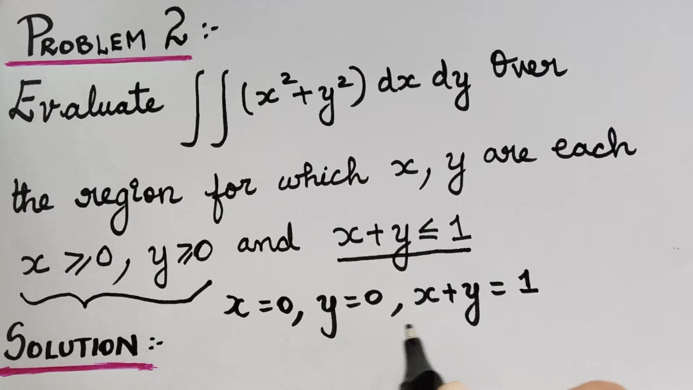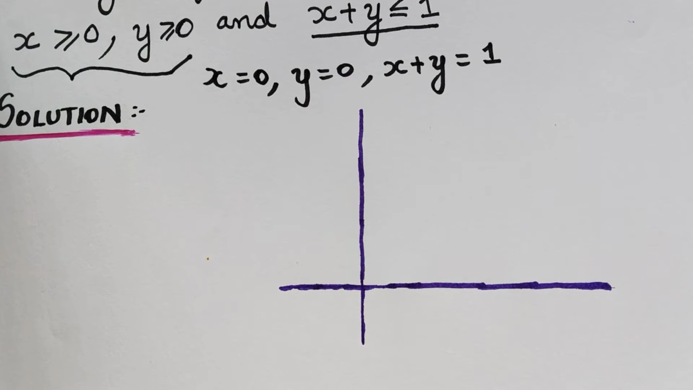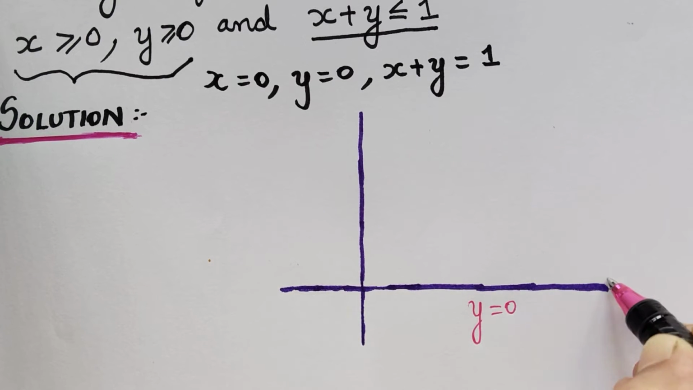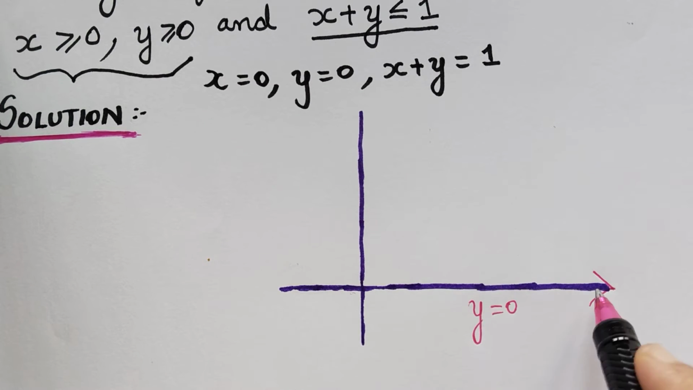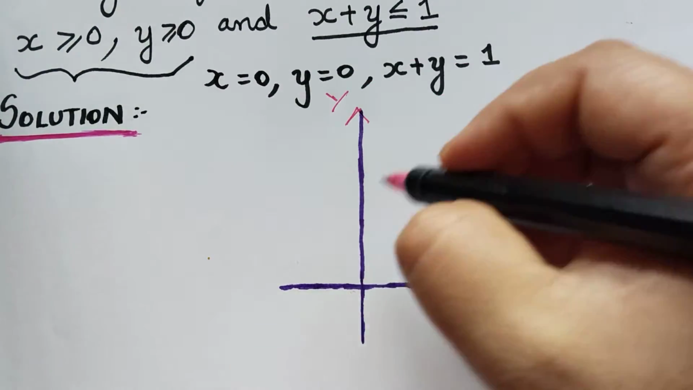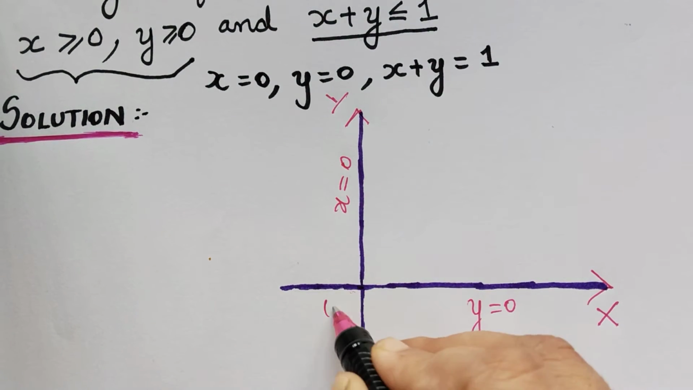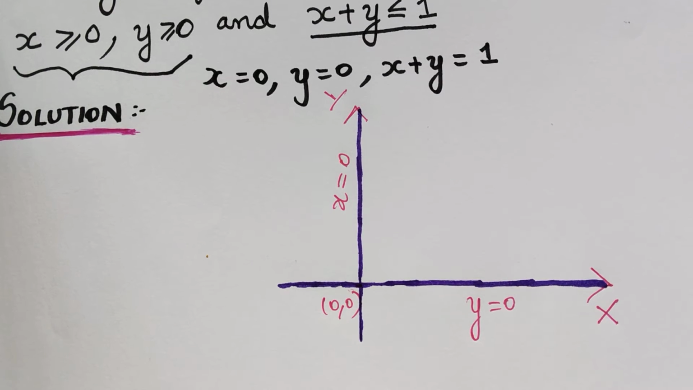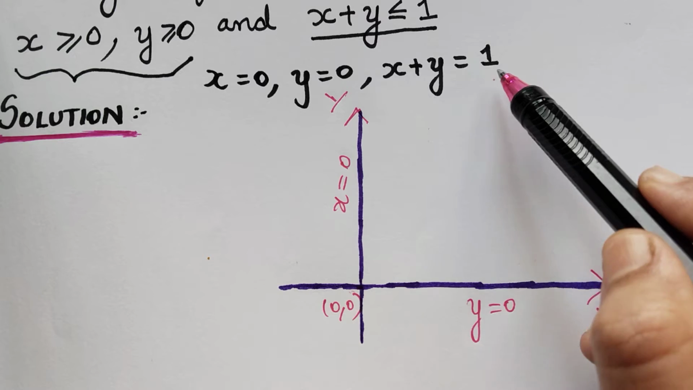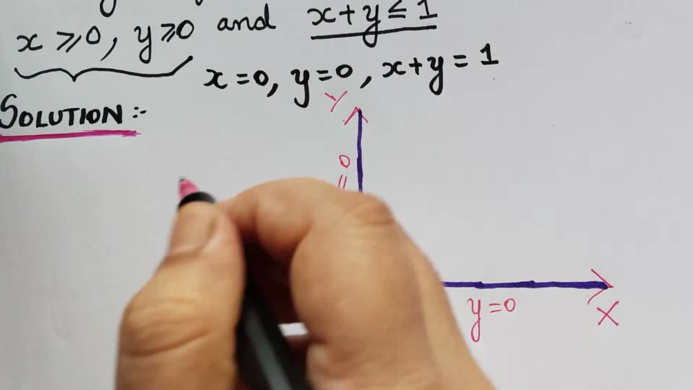So first let us draw these three lines. First we have drawn the x-axis and the y-axis, and the equation along the x-axis is y = 0. The equation along the y-axis is x = 0, and this is the origin (0, 0). Now we have to draw the line x + y = 1. We know that this line will be in this way, but how did we get that? Let me just show you.